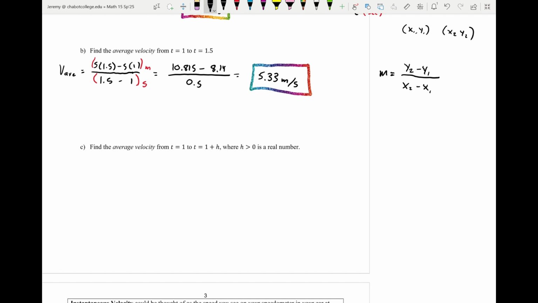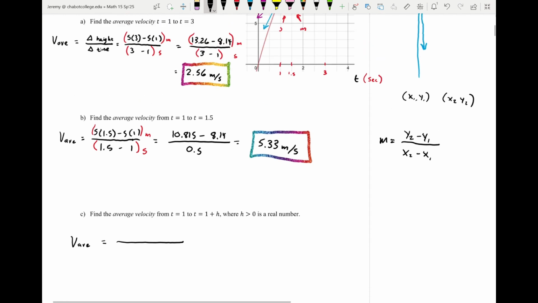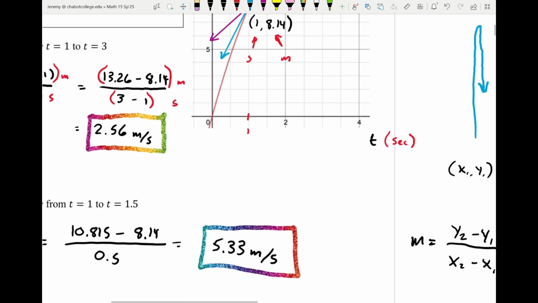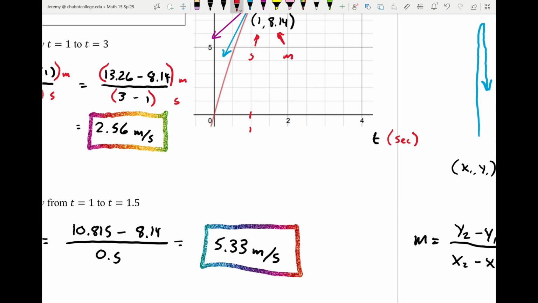So let's just run the math real quick. If we want the average velocity over this weird, abstract time interval here, if we're looking at the graph, again, let's say that there's 1, and right here, just at some random spot, let's say that this is t equals 1 plus h. I'm drawing this to the right of t equals 1 because we're assuming that h is positive. So it's going to be some movement in the positive direction.